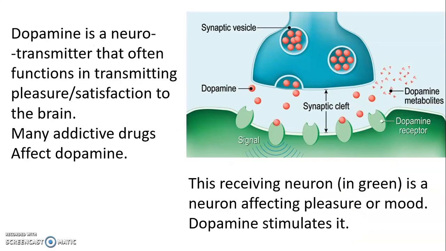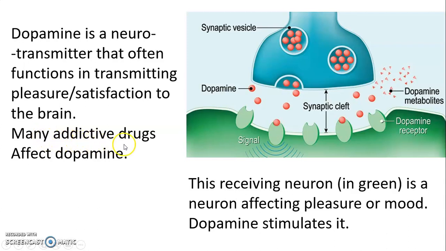Some temporary, some not. Okay, the next thing I want to look at, the very last thing, and this is sort of an unusual topic, but we can add it on here because it's really interesting, and I found it in a page of the textbook. Dopamine is a very specific neurotransmitter. It's a neurotransmitter that functions in transmitting pleasure and satisfaction. Actually, in psychological books, they call it the reward system. I don't know why exactly, but it has to do with pleasure and satisfaction most of the time. So if this is dopamine, this receiving neuron would be a neuron somehow affecting pleasure or mood or satisfaction. And dopamine is stimulating it, so it's stimulating pleasure.